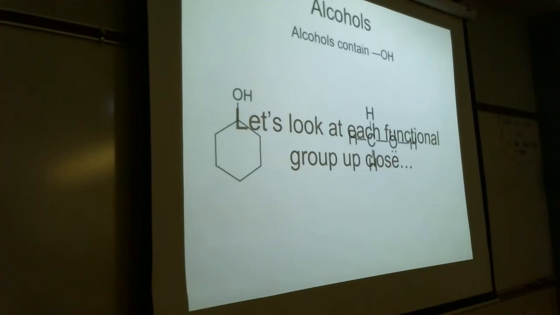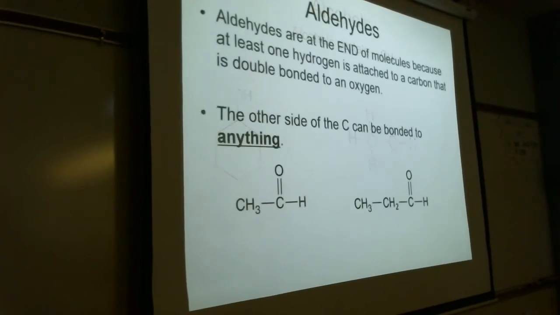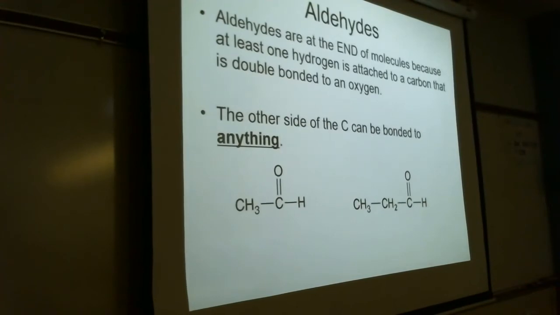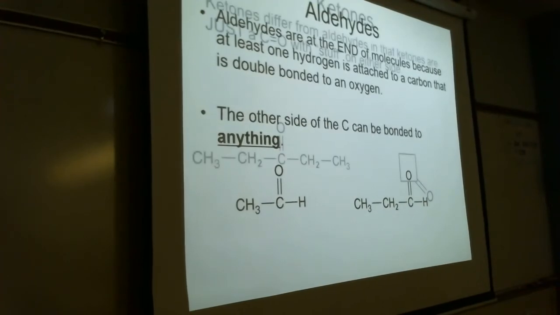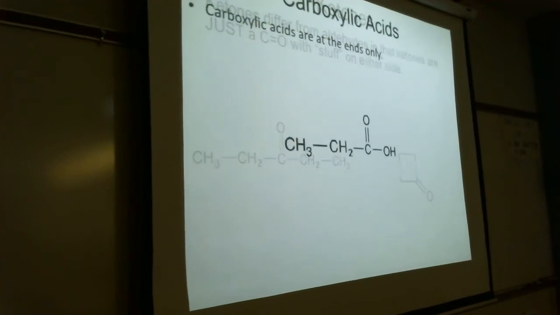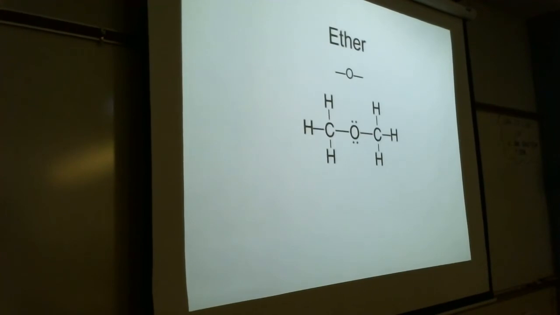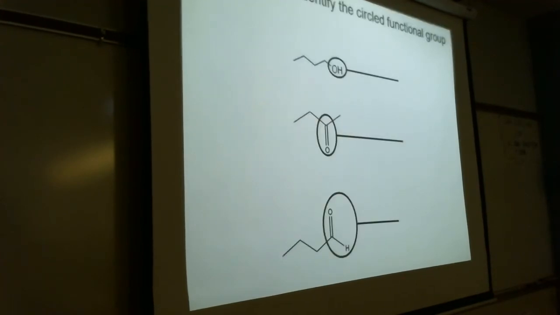So let's just look at each one of them closely. There are some alcohols. There are some aldehydes, again on the end. There are some ketones. There's a carboxylic acid. There's an amine. There's ether. And then let's just do some practicing without looking at your handout.